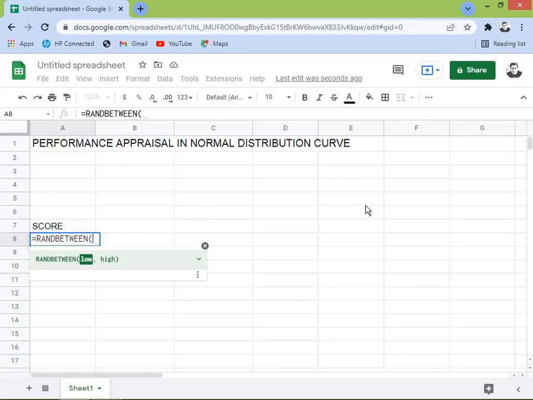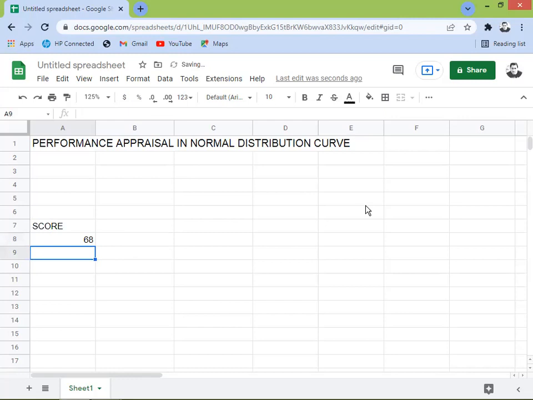So I'm gonna start with the number 45 as our low number, and then I'm gonna get the high number, say 75. Okay. Then close it with a closing parenthesis, and enter. So we got 68 as our sample number with the RANDBETWEEN formula. So I'm gonna drag it down to get more samples.